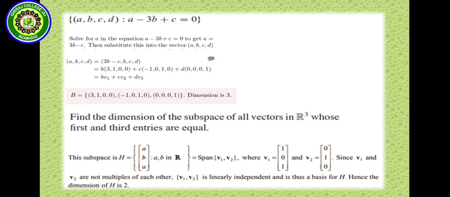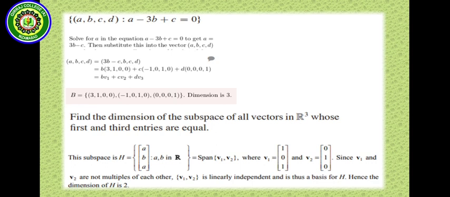So next problem. Find the dimension of the subspace of all vectors in R3 whose first and third entries are equal. It is R3, which means the vector contains 3 coordinates. So the first and last entries are equal. So the vector is of the form (a, b, a). Here two variables are there, a and b. We write a into (1, 0, 1) plus b into (0, 1, 0).